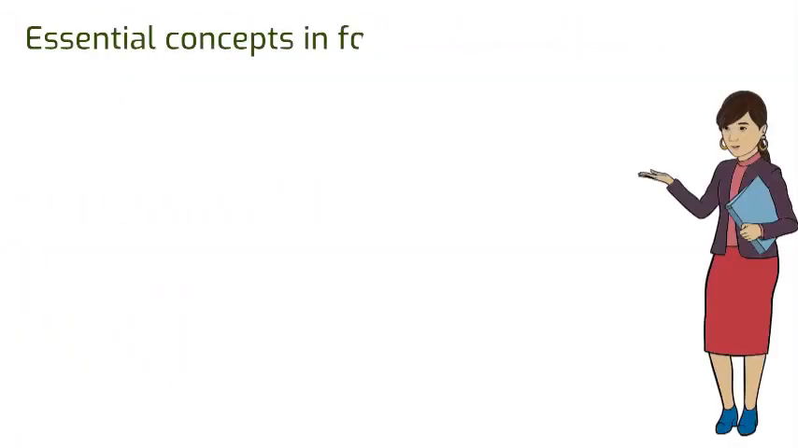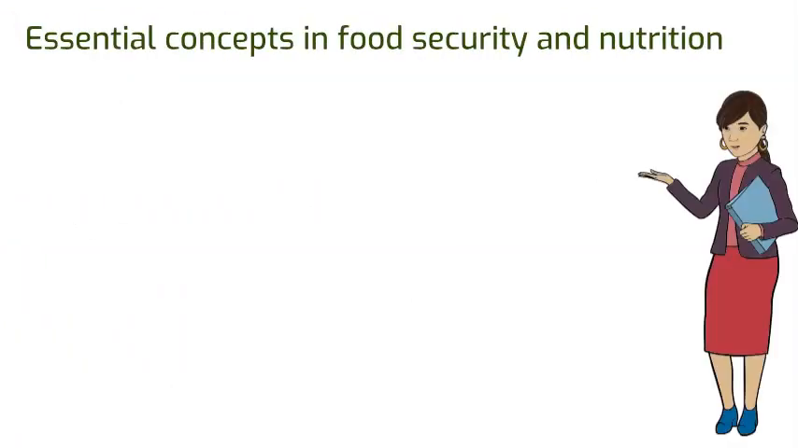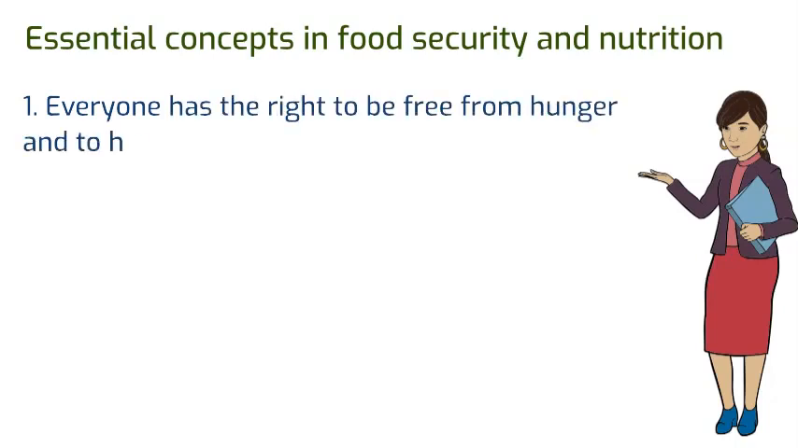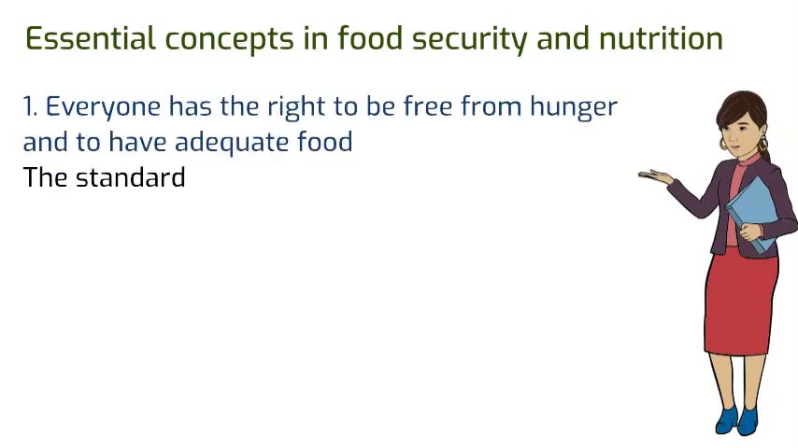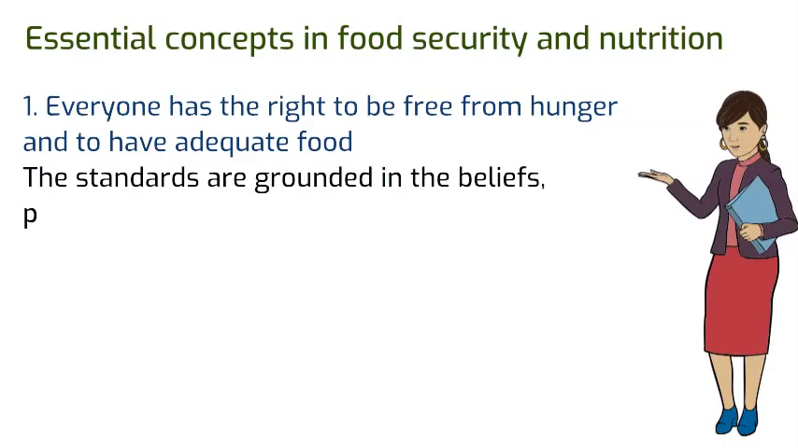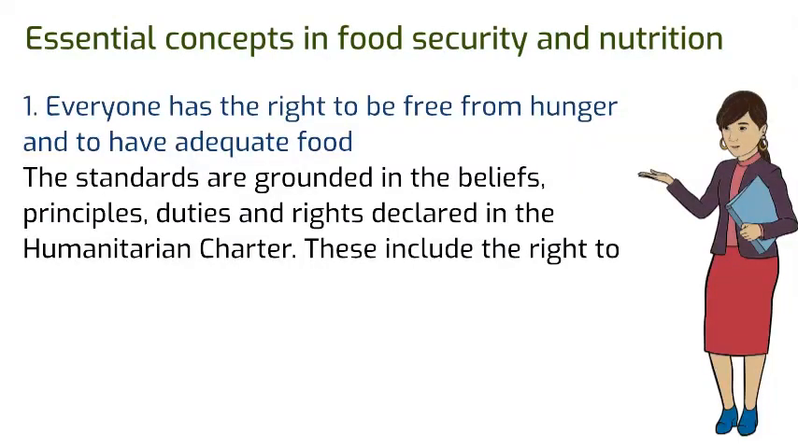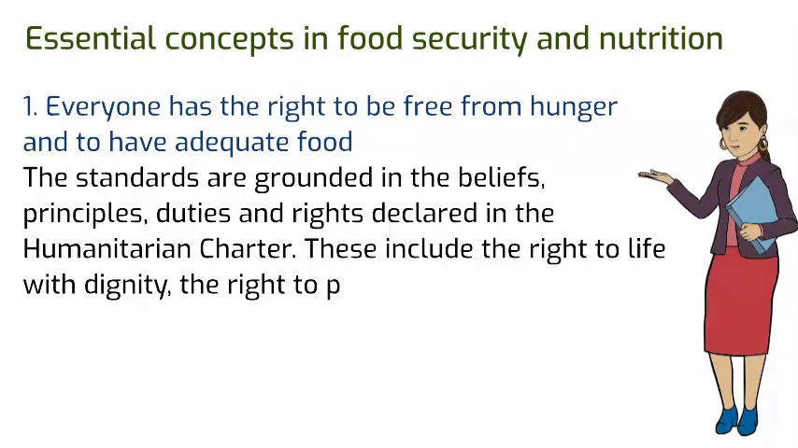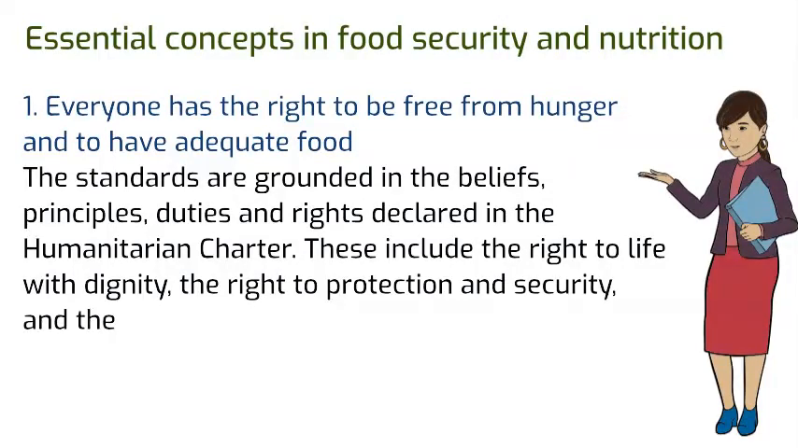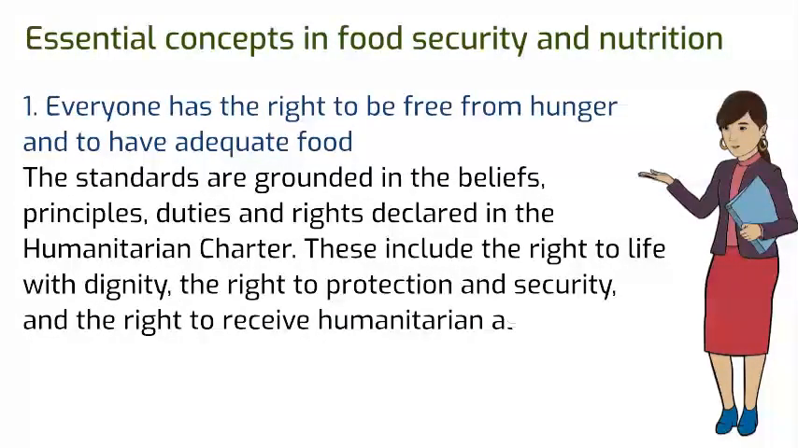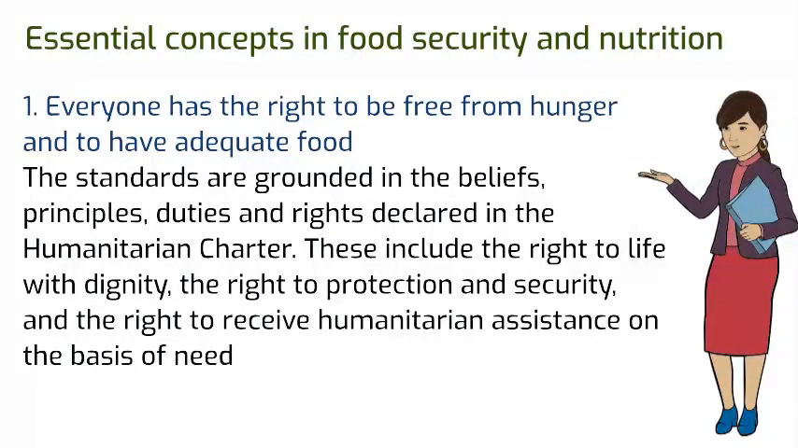Essential concepts in food security and nutrition. 1. Everyone has the right to be free from hunger and to have adequate food. The standards are grounded in the beliefs, principles, duties, and rights declared in the Humanitarian Charter. These include the right to life with dignity, the right to protection and security, and the right to receive humanitarian assistance on the basis of need.